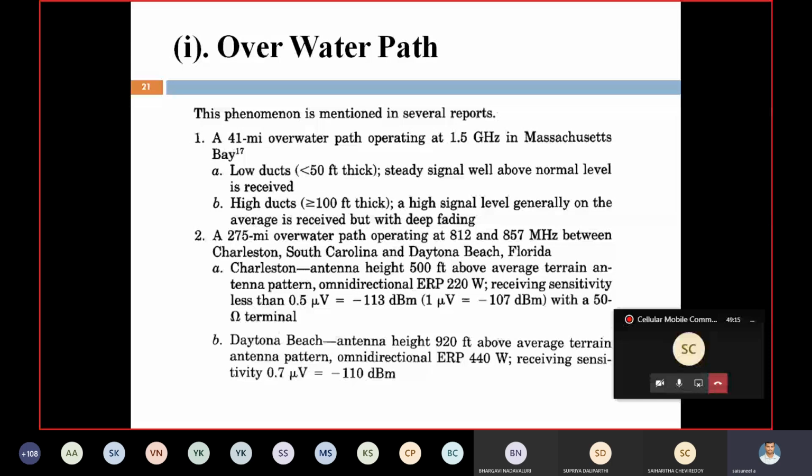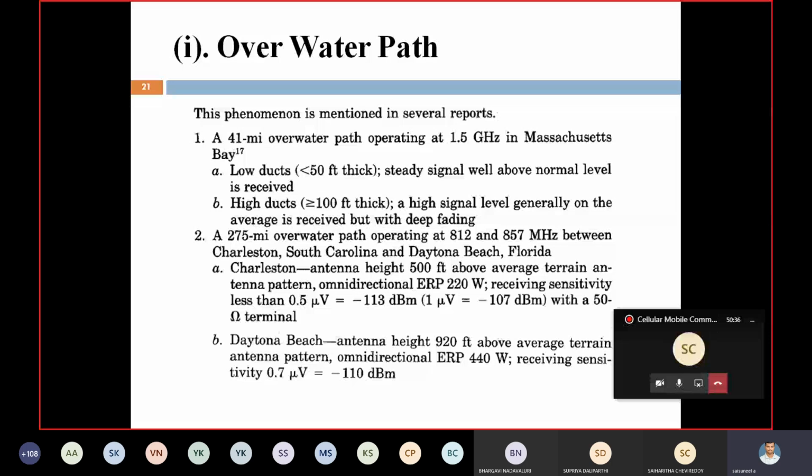The second example over water is Charleston, South Carolina, and Daytona Beach in Florida. Charleston is one city, and South Carolina is another. In between these two there is Daytona Beach, which is in Florida. The maximum distance between Charleston and South Carolina is 275 miles, and the operating frequency is between 812 and 857 megahertz. Here also we are getting some interference problems due to water.